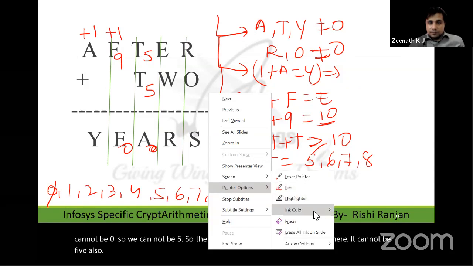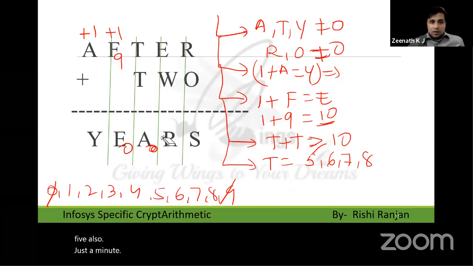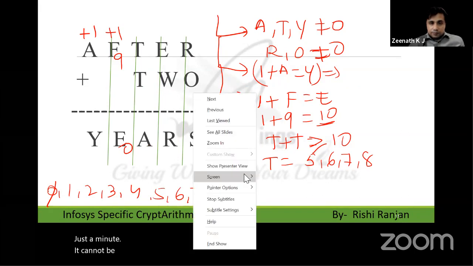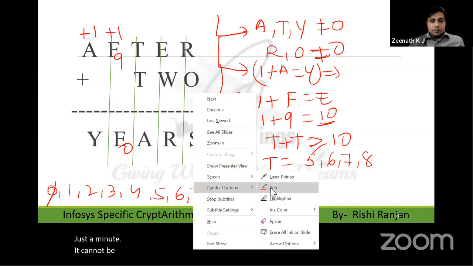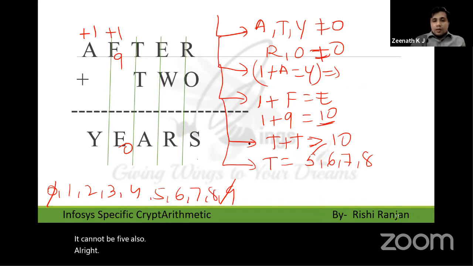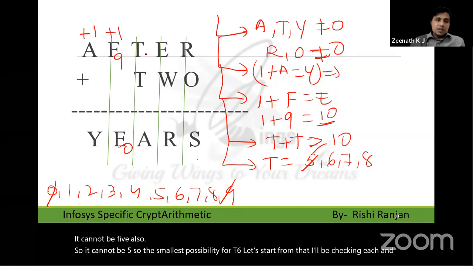Just a minute. It cannot be 5 also. All right. So it cannot be 5. So the smallest possibility for T is 6. Let's start from that. I'll be checking each and every possibility. Let's start from T equal to 6.